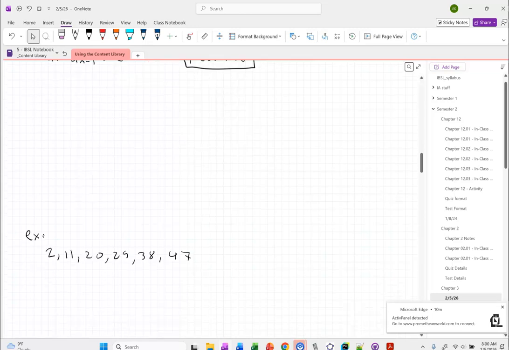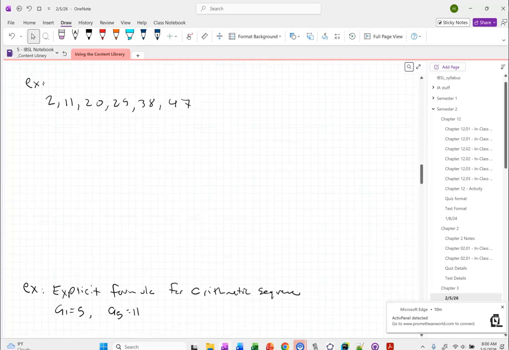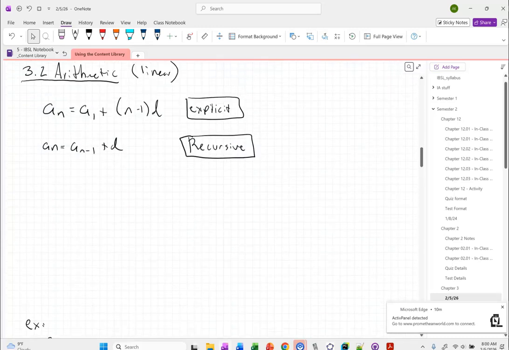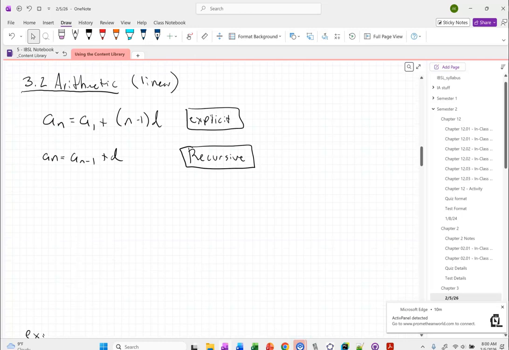Let's look at some examples. Oh, do we know what the letters mean in this? I didn't mention this. What is a sub 1? The first term, right? What's the d? That's called the common difference. It's basically slope.